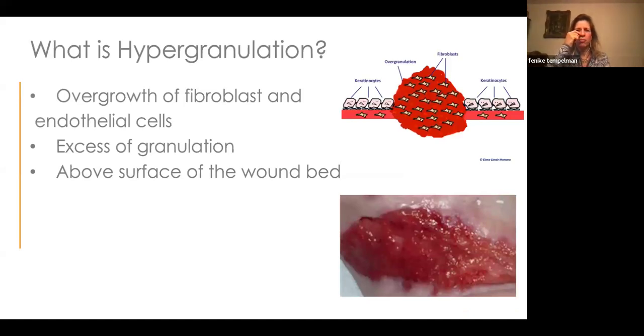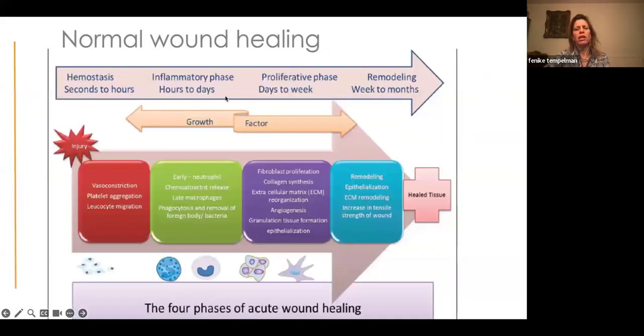So what is hypergranulation tissue? Well, this is overgrowth of fibroblasts and endothelial cells that form an excess of granulation that is above the surface of the wound bed. And when are fibroblasts and endothelial cells pulled into the wound? Well, that is in the inflammatory phase.